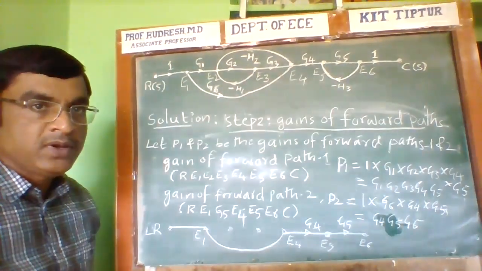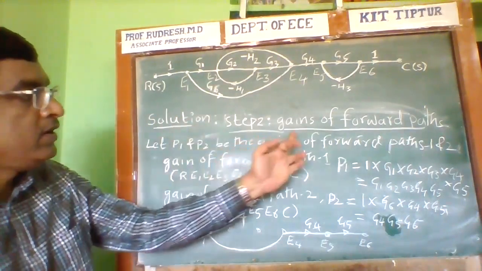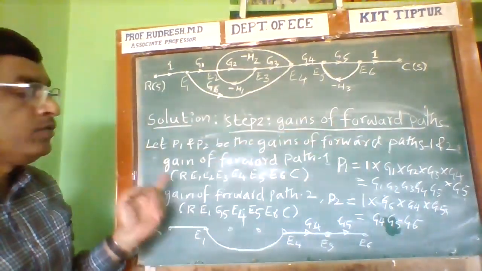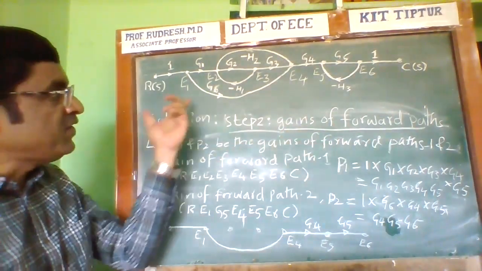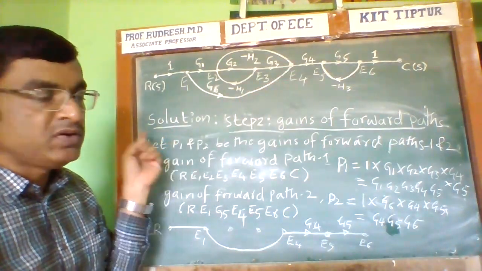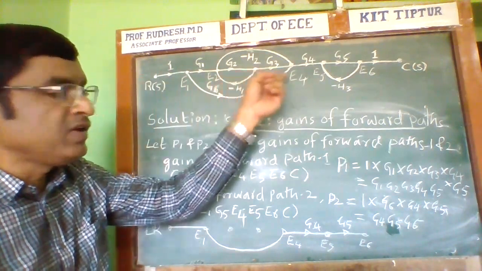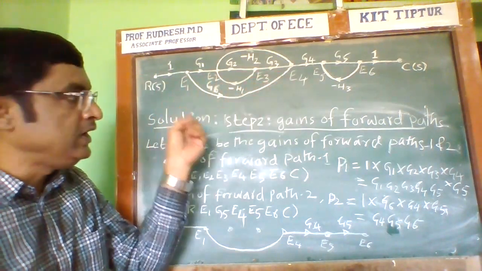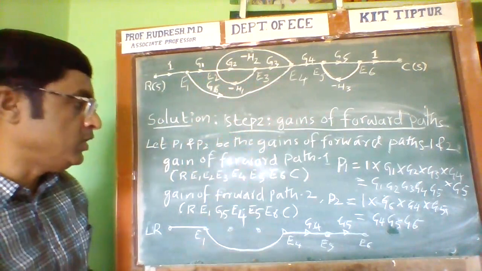In the next step, I'm going to calculate the gains of the forward paths. The second step is to identify the forward paths. I have identified the forward paths. There are two forward paths. After identification, we need to calculate the gains of the forward paths.